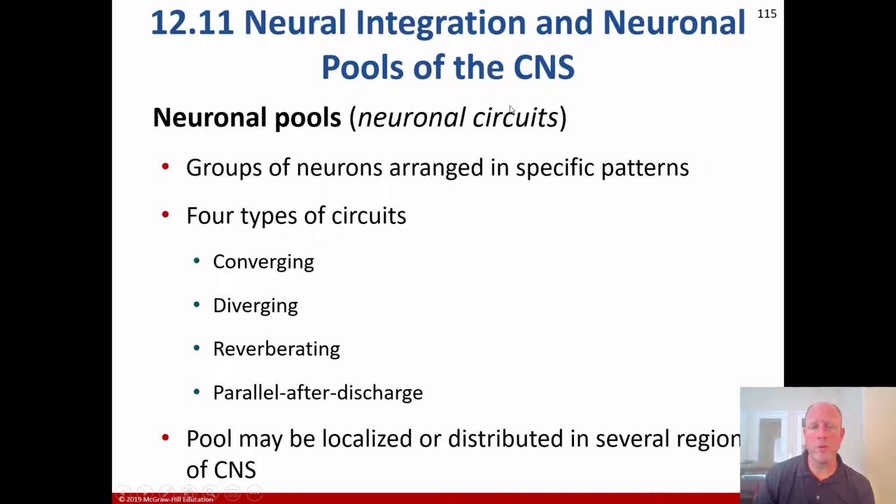So our neuronal pools are neuronal circuits. They're groups of neurons that are arranged in specific patterns. There are 4 types: converging, diverging, reverberating, and parallel after-discharge. The pool can be localized or it can be distributed in several regions of the CNS.